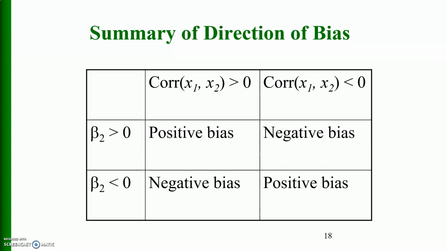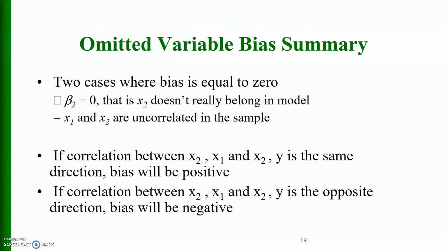This is the summary of direction of bias. One is a positive bias when beta 2 is greater than 0, and then there is a negative bias when correlation of x1 and x2 is positive. Similarly, when beta 2 is less than 0, there is a negative bias when correlation of x1 and x2 is positive, and positive bias when correlation between x1 and x2 is negative.